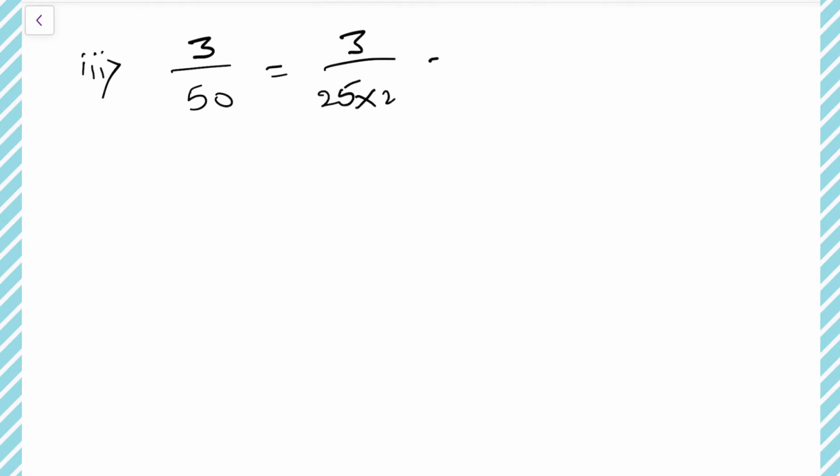3 by 50. Here 3 by 50 can be written as 3 by 25 2s, 25 can be written as 5 square into 2. Okay, now if we observe here, 5 maximum power is 2, whereas 2 can be written as 2 power 1. So for 2 it is only power 1. So we need to make the powers equal. It means here 5 has power 2, so here also it should be 2 compulsory.